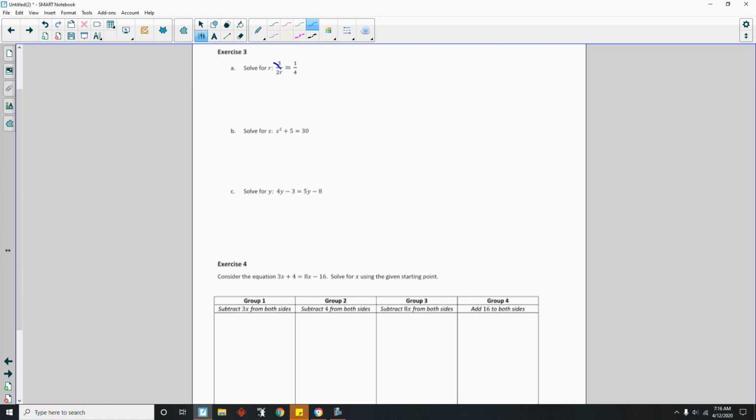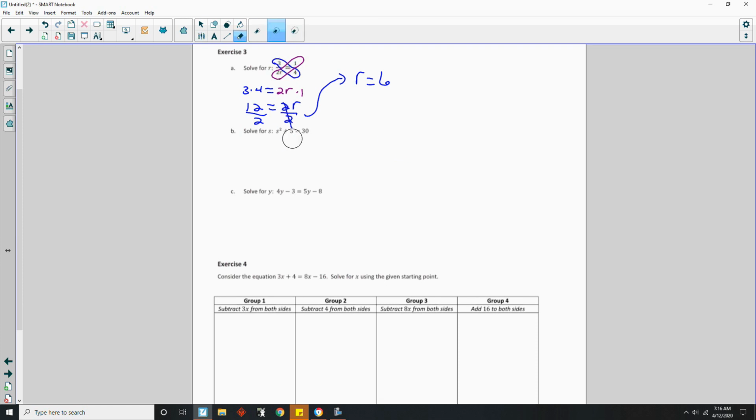So I'm going to take 3 times 4 and equals 2r times 1. Okay, so 3 times 4 is 12 equals 2r times 1 is just 2r. And then to solve this, I divide both sides by 2. And when I do that, 2's cancel, and I get r equals, and 12 divided by 2 is 6.